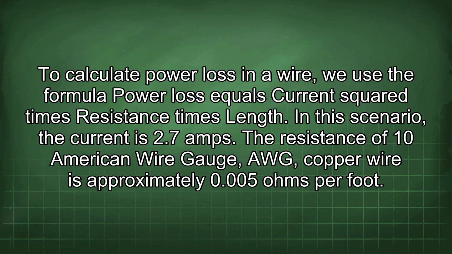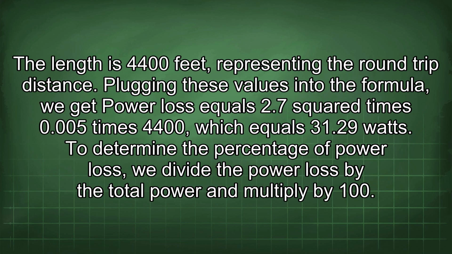To calculate power loss in a wire, we use the formula: power loss equals current squared times resistance times length. In this scenario, the current is 2.7 amps. The resistance of 10 American wire gauge (AWG) copper wire is approximately 0.5 ohms per foot. The length is 4,400 feet, representing the round-trip distance.